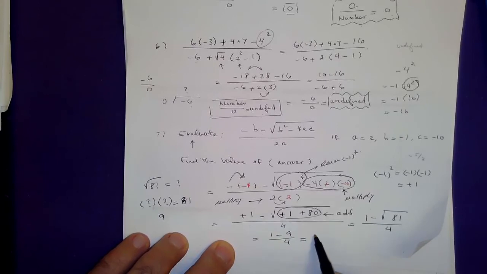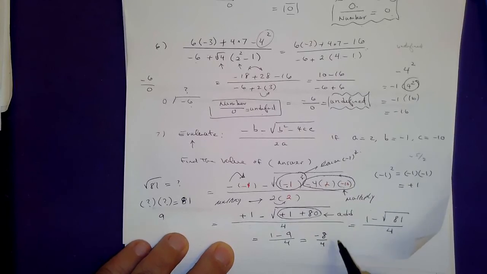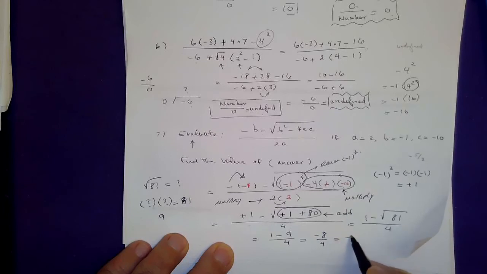1 minus 9 is what? Negative 8 over 4. And I believe we have negative 2. Is that right?